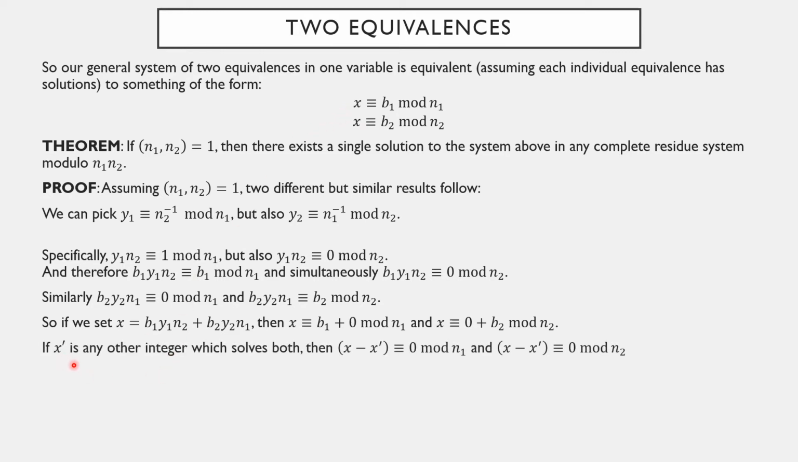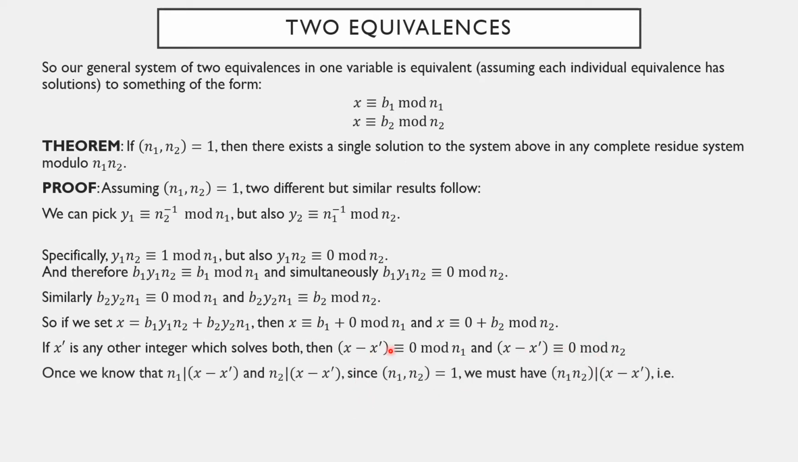Now let's suppose there's another solution. So this x happens to be one solution, and I happen to have another one. Well, if x is equivalent to b1 mod n1, but so is x prime, then their difference is equivalent to 0 mod n1. But if x is equivalent to b2 mod n2 and so is x prime, then their difference is equivalent to 0 mod n2. Being equivalent to 0 modulo something is the same as having that base as a factor. So n1 is a factor of this difference, but so is n2.